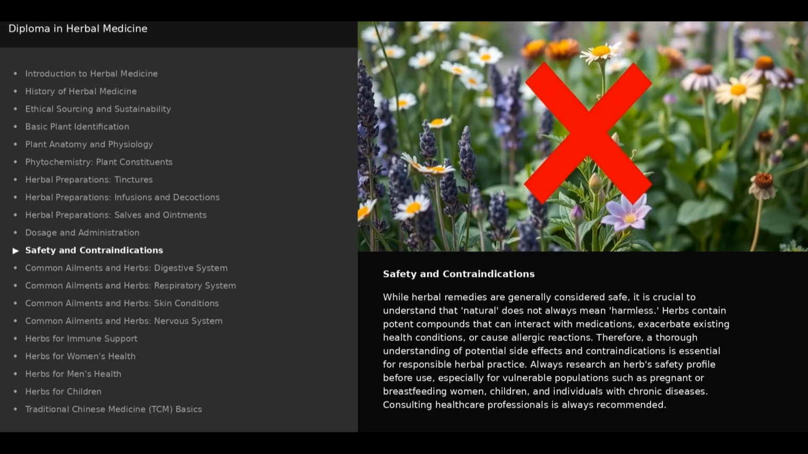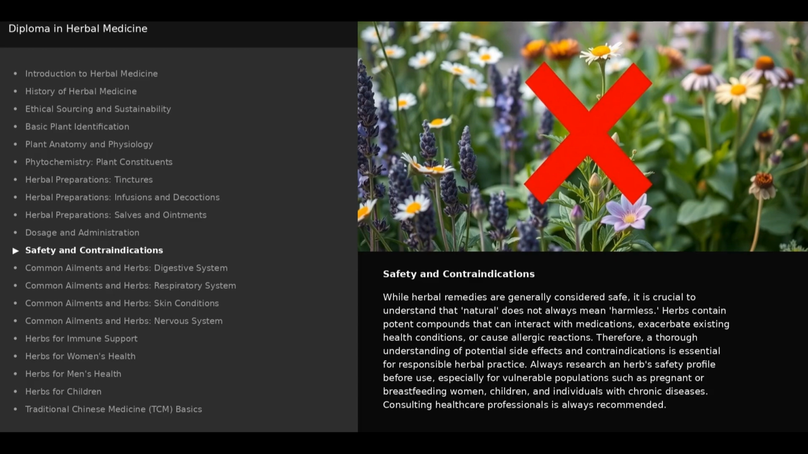Safety and contraindications. While herbal remedies are generally considered safe, it is crucial to understand that natural does not always mean harmless. Herbs contain potent compounds that can interact with medications, exacerbate existing health conditions, or cause allergic reactions. Therefore, a thorough understanding of potential side effects and contraindications is essential for responsible herbal practice.